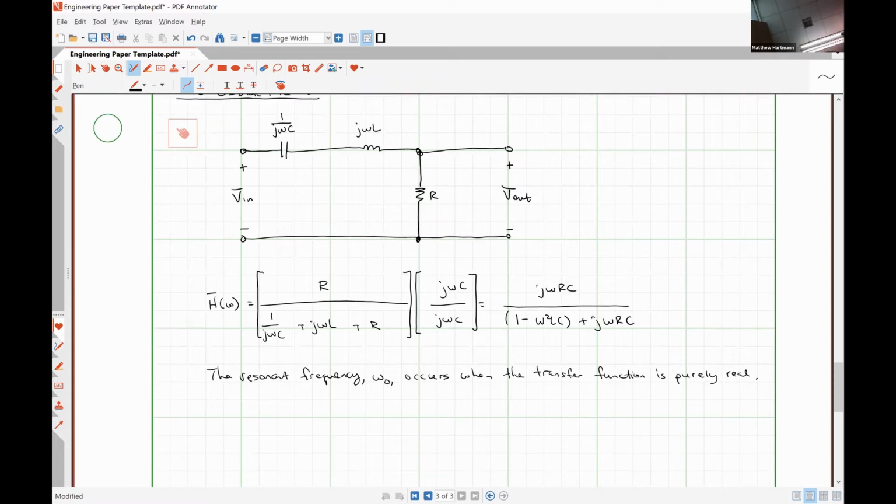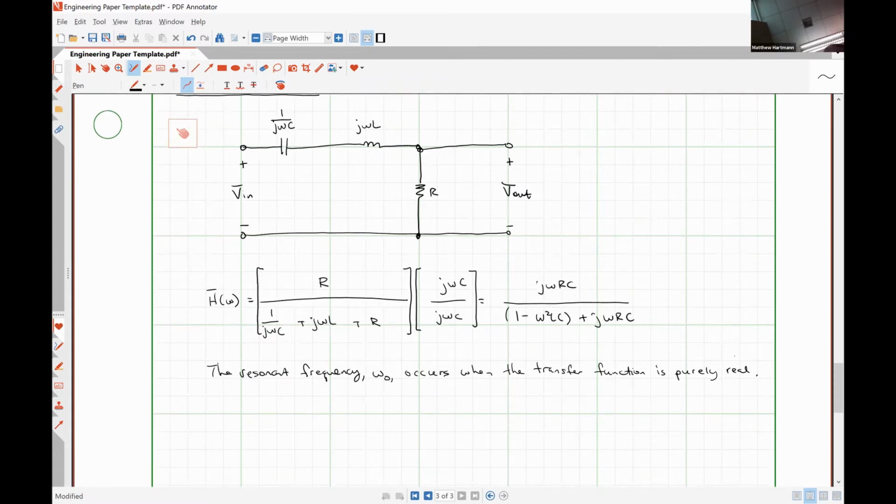And we can actually figure that out by observation in this problem, right? And so what I mean by that is if the real part of the denominator, 1 minus omega squared LC, were 0, then our transfer function would be j omega RC divided by j omega RC, which is just 1. So that is a real value. So from that, we can see that our resonant frequency is simply 1 over the square root of LC, which is exactly what we observe for our series and parallel RLC circuits. So there's going to be a lot of familiar things here when we're dealing with second order circuits.